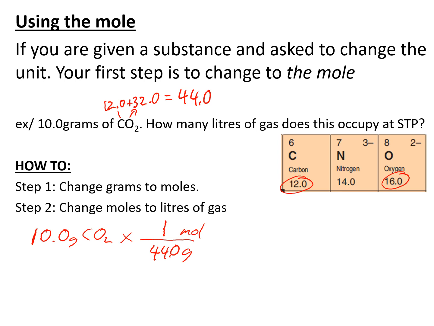And now if I just did this unit right here, we would have moles of carbon dioxide, but I don't want moles of carbon dioxide, I want liters of gas. So remembering Avogadro's hypothesis about all gases, they all occupy the same space at the same temperature and pressure, and that is 22.4 liters. So 22.4 liters is equal to 1 mole of gas at STP.